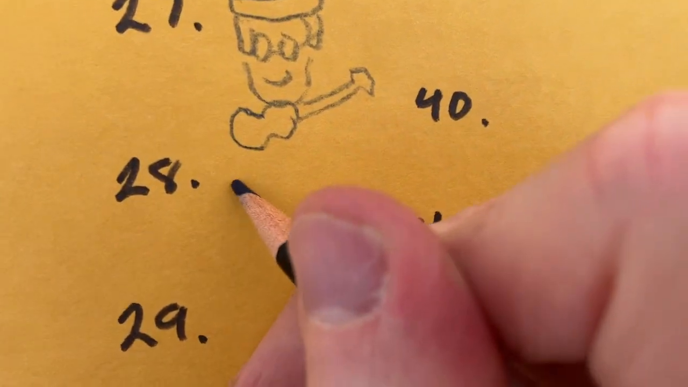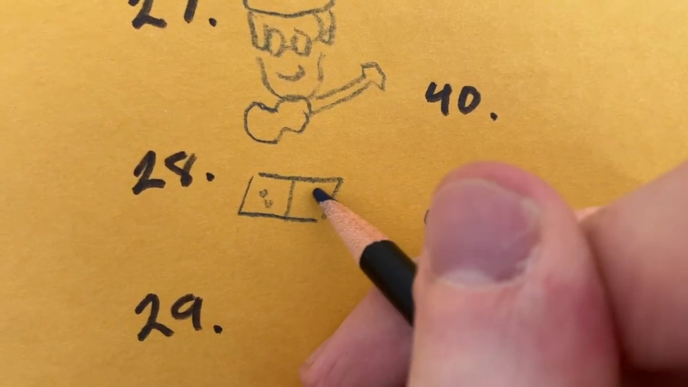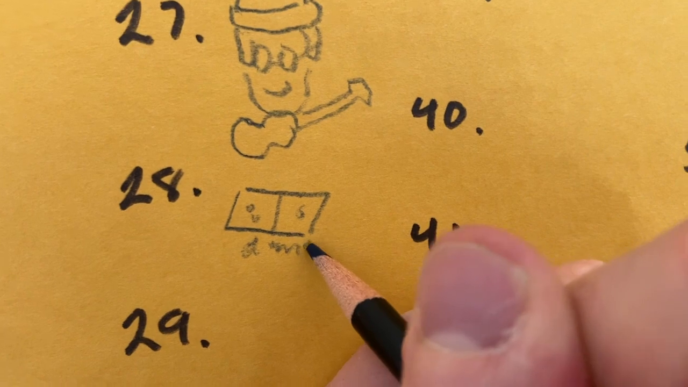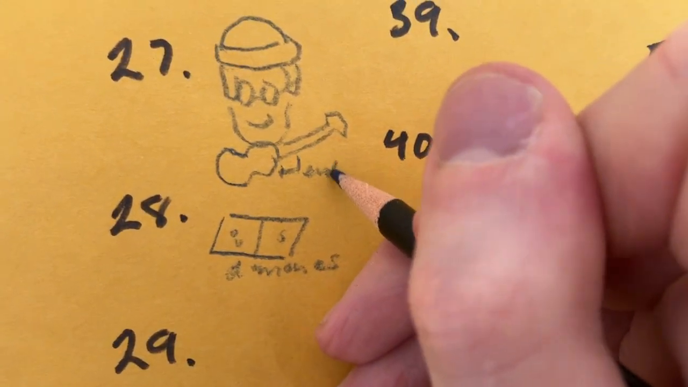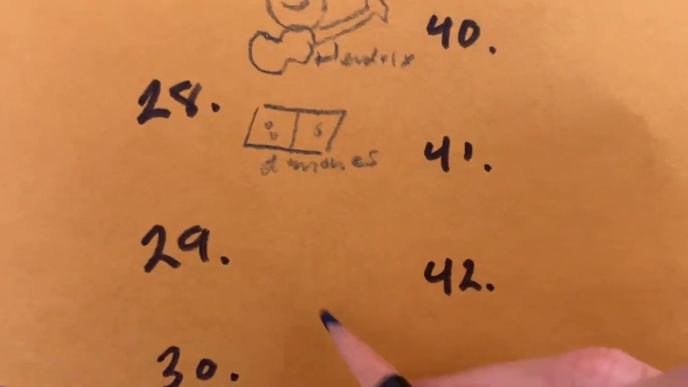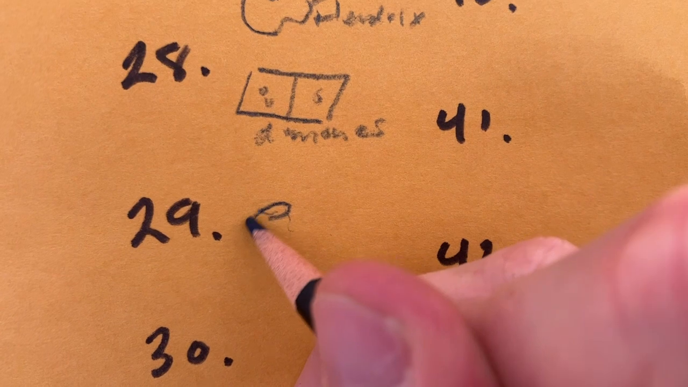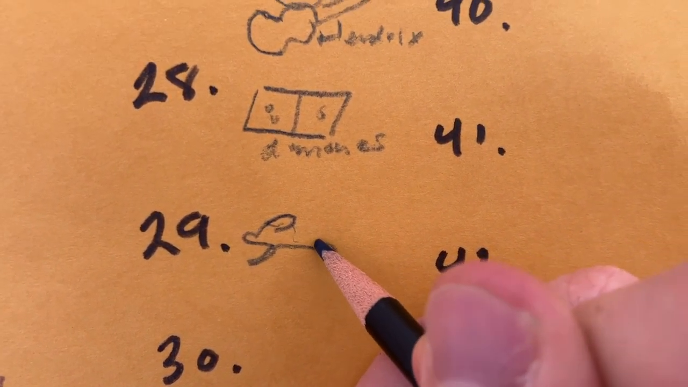For 28, put dominoes, because I think that's the game in dominoes. So 29 is a rabbit because of leap year. I don't draw my critters very well.